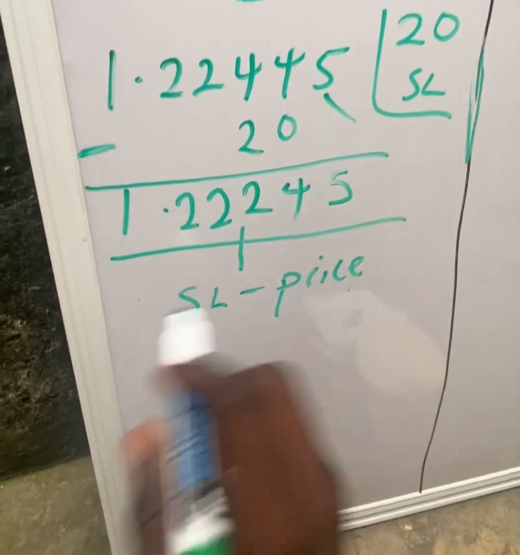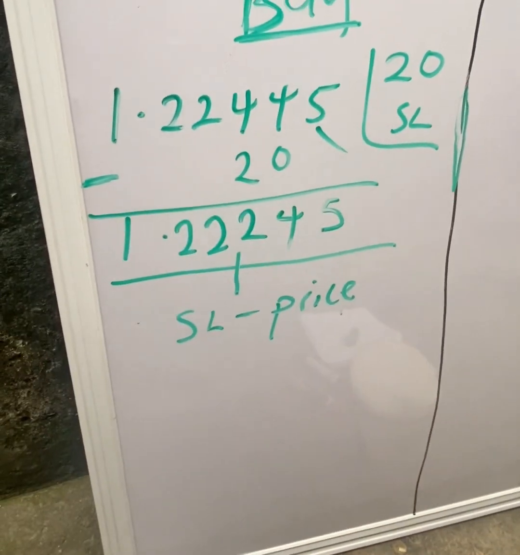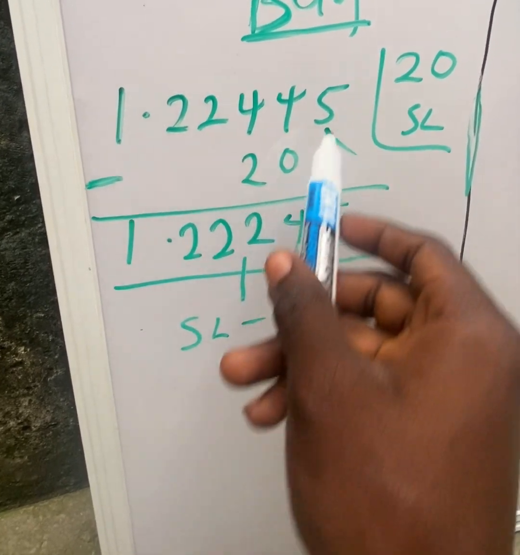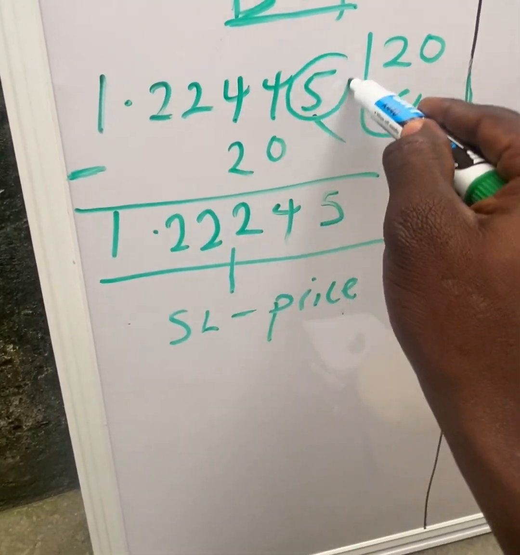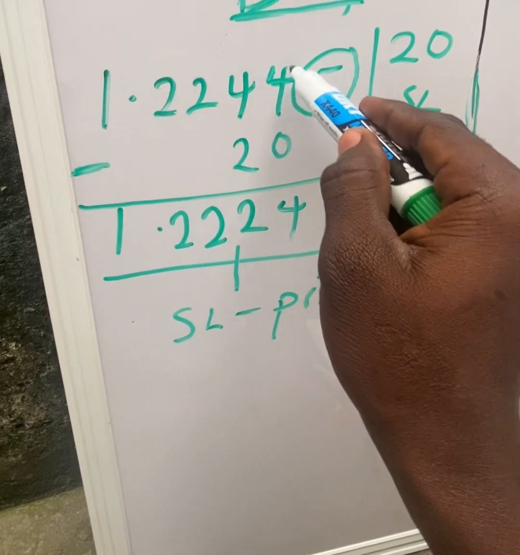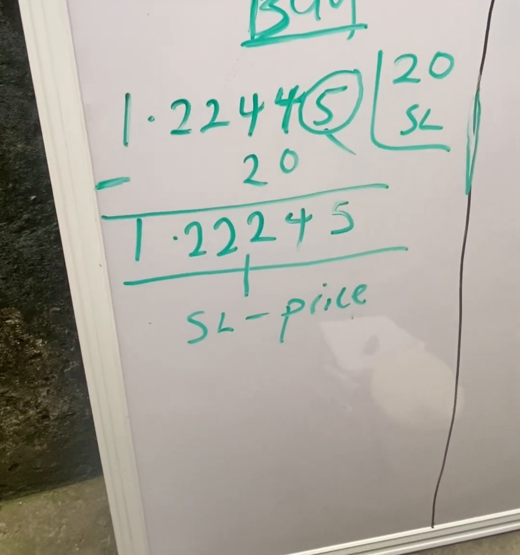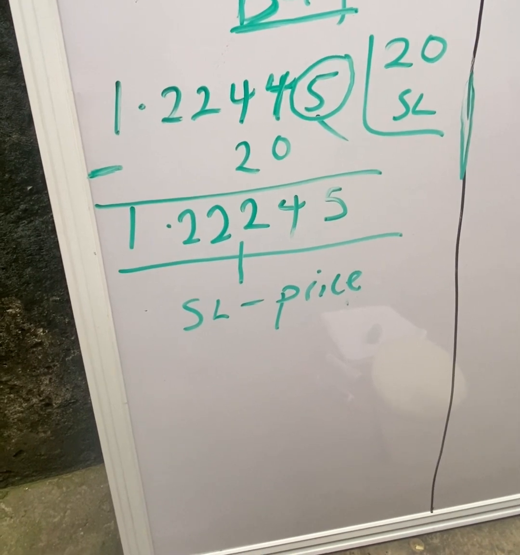So once you execute this trade at 1.22445, and you are given 20 pips, this is how you calculate your pips. Ignore the last number, it's a pipette. Start from the next one, which is this 4. Then you subtract. Very easy, so you can get your stop loss price.